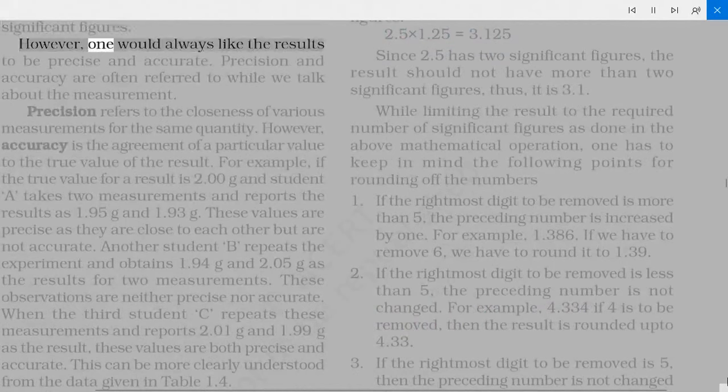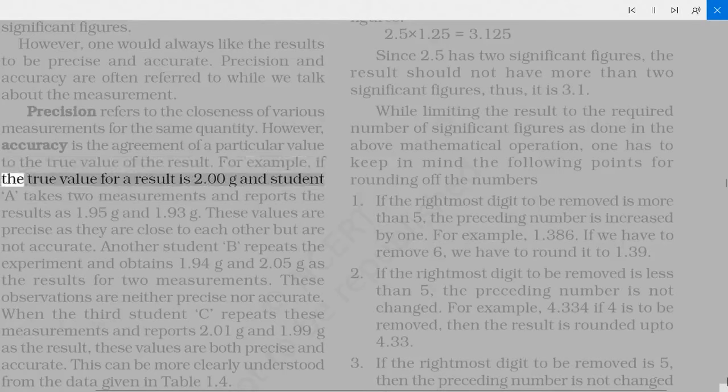However, one would always like the results to be precise and accurate. Precision and accuracy are often referred to while we talk about measurement. Precision refers to the closeness of various measurements for the same quantity. However, accuracy is the agreement of a particular value to the true value of the result.